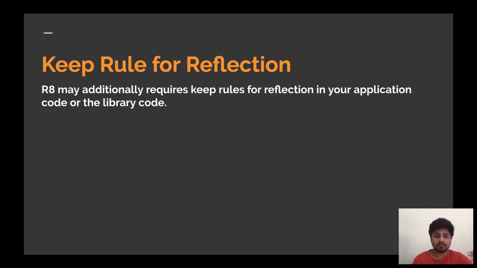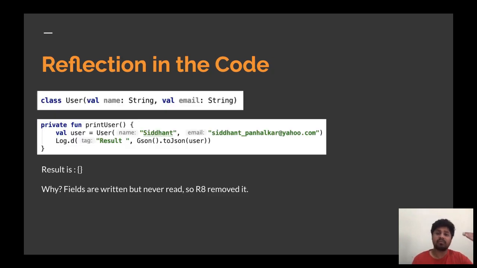Now in this example, we have one user class which has only two fields, name and email. And there is a function called print user, which creates an object of user and converts that object to a string using JSON. We all use JSON. It's a library which converts from a string to any Java object and vice versa using reflection. So when you run this, the result will come out empty because these fields were supposed to be read by the JSON serializer, but JSON uses reflection and R8 has no idea about reflection.